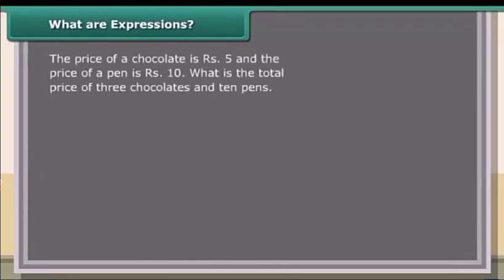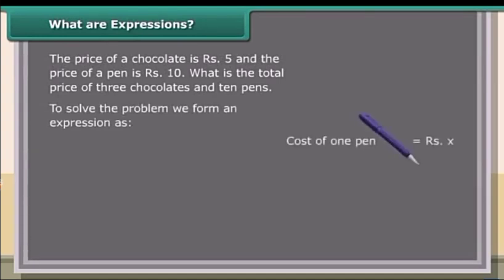What are expressions? The price of a chocolate is ₹5 and the price of a pen is ₹10. What is the total price of 3 chocolates and 10 pens? To solve the problem, we form an expression as cost of 1 pen is equal to ₹X. Cost of 1 chocolate is equal to ₹Y. Cost of 3 chocolates is equal to ₹3Y. Cost of 10 pens is equal to ₹10X.